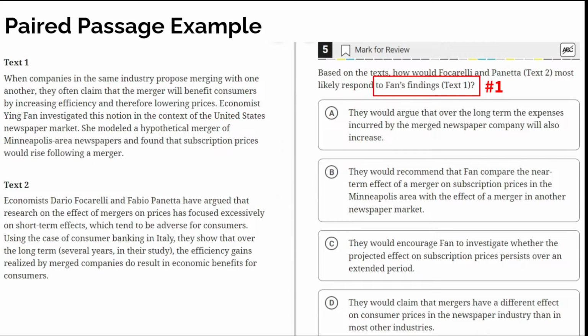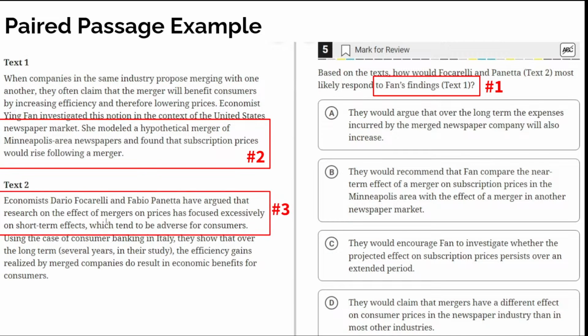And I want to back up a second here. You see where I started with text 1 and I understand the effect of mergers on prices. It might be difficult for me to answer just with this part. I don't know what that effect is, you know? So it says tend to be adverse, but why? And by going up here first, I was able to figure out that, okay, we're talking about the prices.